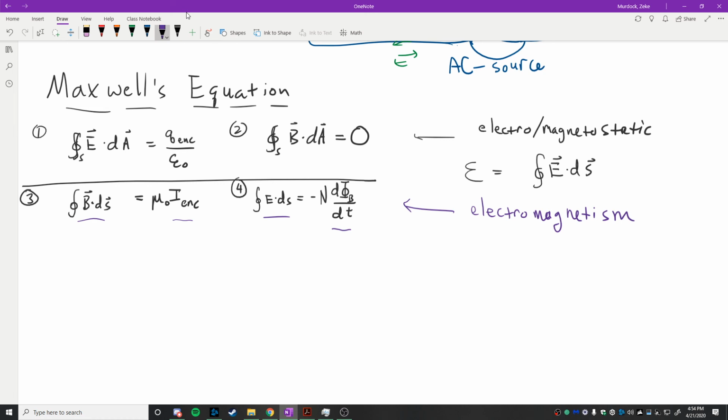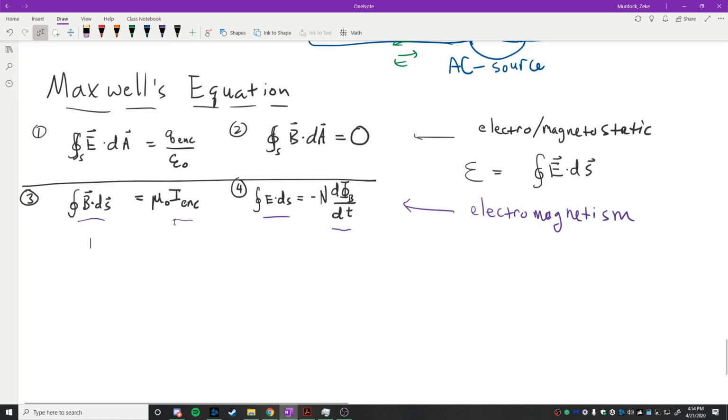We don't have much time left, but anyone have any idea why these two equations might look a little different from each other? They both involve doing a line integral, right? It's the line integral of B dot ds, and we say that's equal to mu naught I enclosed. And over here, we say the integral of E dot ds is equal to the rate of change of magnetic flux. Why do these two look so different? Anyone have any ideas?